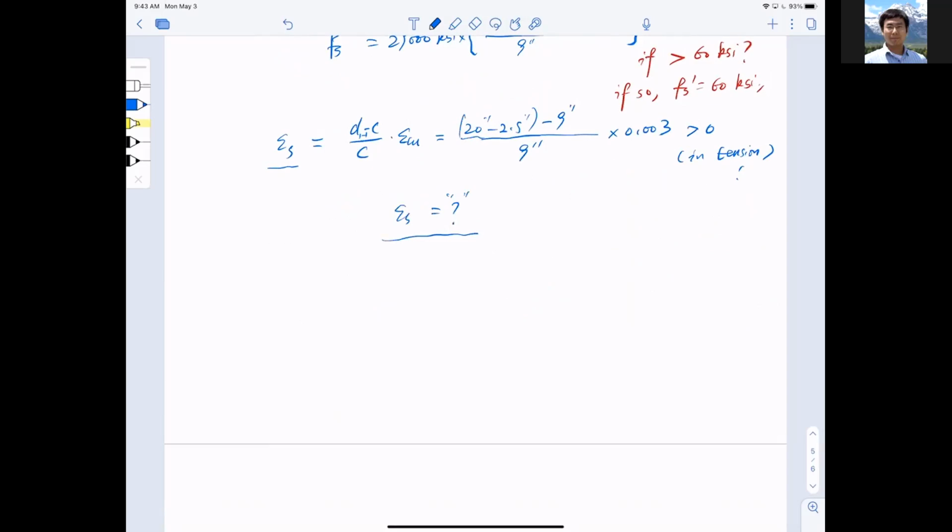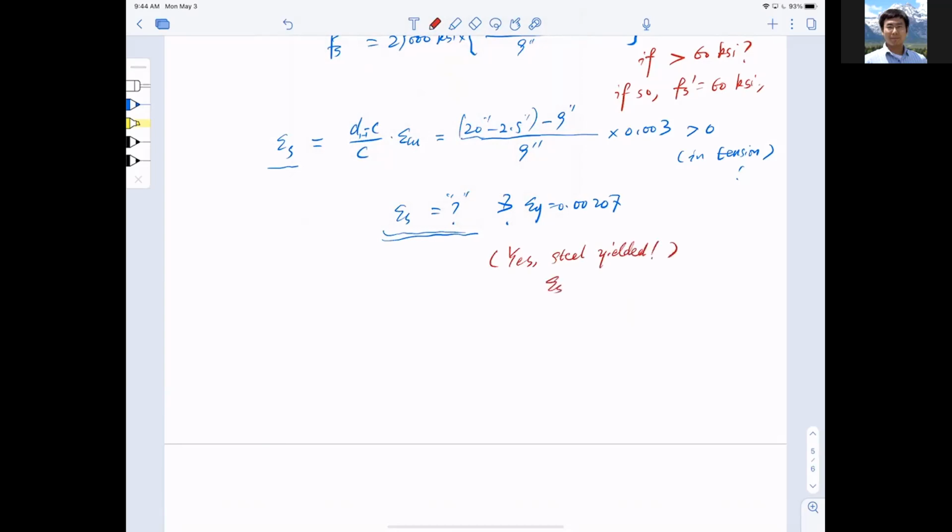I have my strain in tension, and I calculate out the strain in tension, right? But I need to find out whether this is bigger than the yield strain of 0.00207 or not. All right, so lo and behold, tell you a secret. The answer to this question is yes. Still yielded.